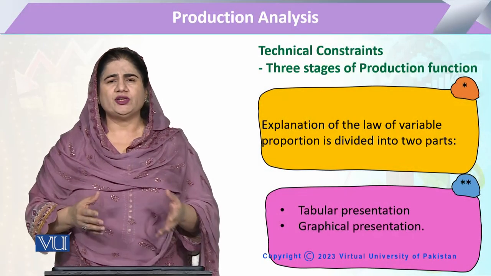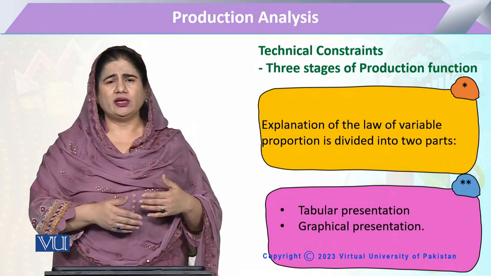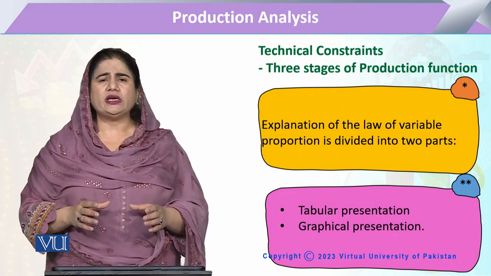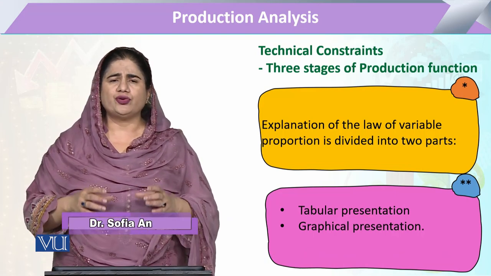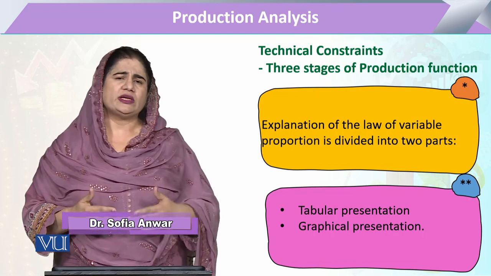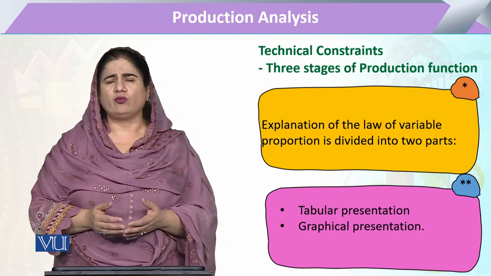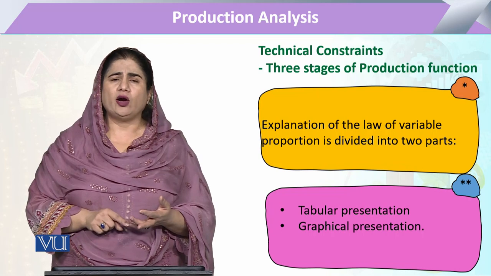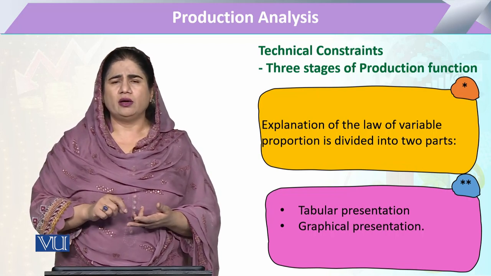If we say the three stages, why the three stages? क्या दो भी हो सकती हैं, एक भी हो सकती है या ज्यादा? Actually, these are the three natural stages of a production process. और वो three natural stages of production process को अगर हम देखें तो इसके behind पे हमारे पास जो aspects काम कर रहे हैं वो क्या हैं? वो है law of variable proportion and law of diminishing marginal productivity of the inputs.